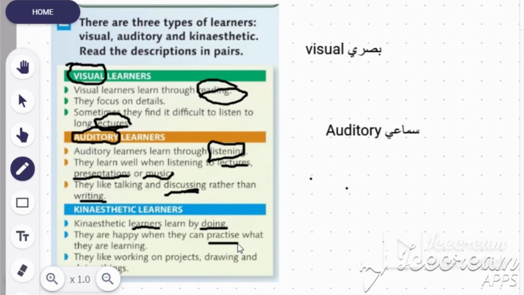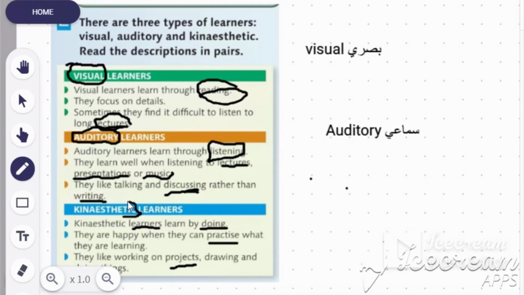Okay, what they are learning. Also, they like working on projects. بيحبوا يعملوا مشاريع. Drawing. They like working on projects, drawing and doing things. So they like doing. Okay? They like doing. So this word, kinesthetic learners.